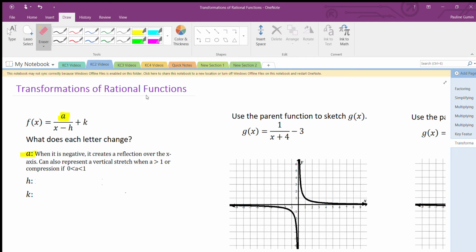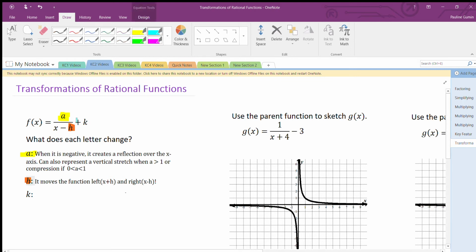Next, we have the letter H. H is on the bottom of the fraction, and H represents the movements left and right. We have to remember, though, when we see x plus H, that's actually a movement to the left, and minus H is a movement to the right.